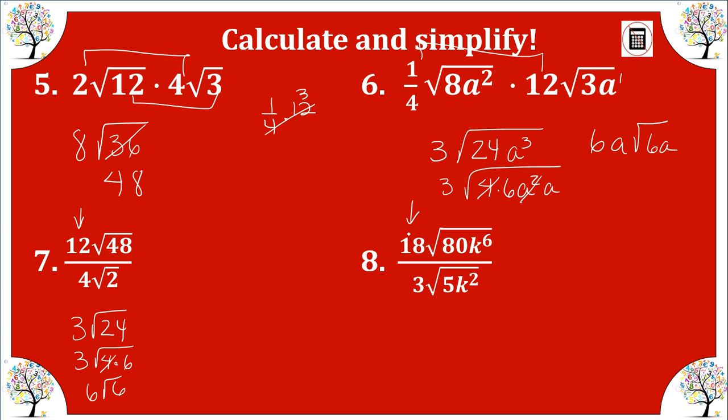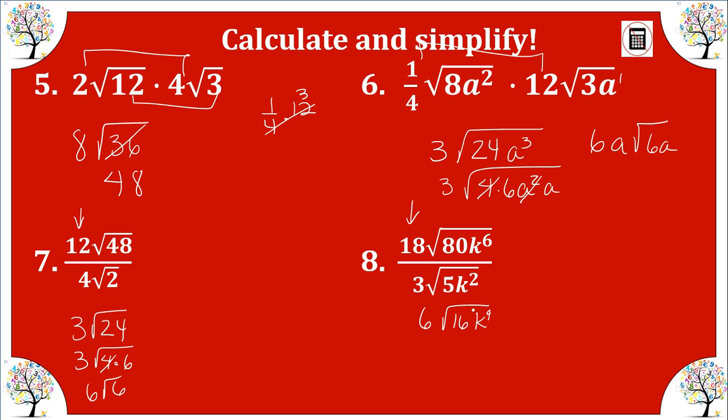Let's divide number 8. 18 divided by 3 is 6. 80 divided by 5 is 16. k to the 6th divided by k to the 2nd is k to the 4th. We're using our quotient rule by subtracting exponents.